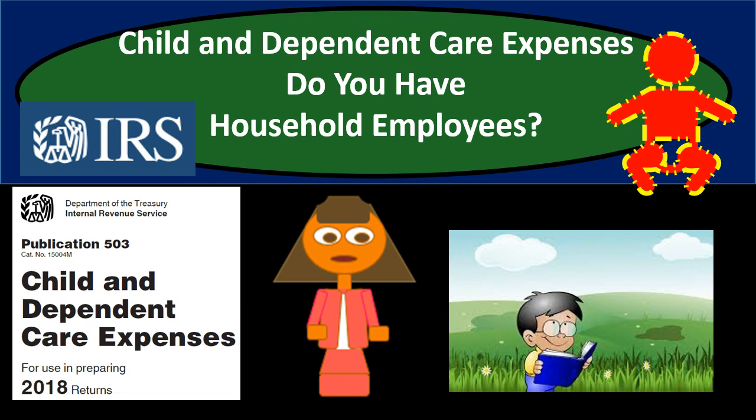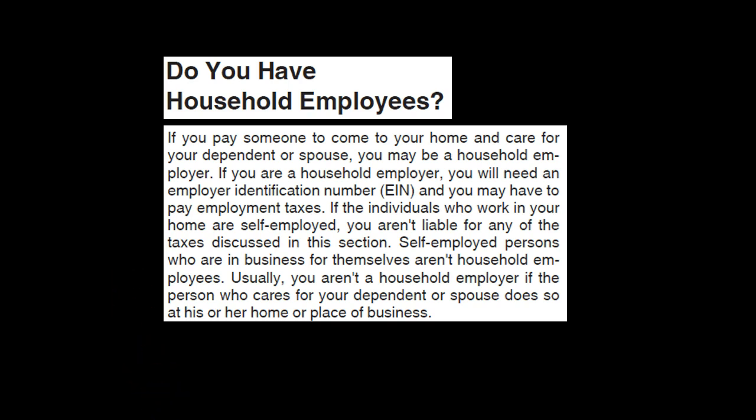In this presentation, we will discuss the topic of, do you have household employees with regard to the child and dependent care expenses credit? This information can be found in publication 503. Do you have household employees? If you pay someone to come to your home and care for your dependent or spouse, you may be a household employer. If you are a household employer, you will need an employer identification number. That's an EIN number, Employer Identification Number, and you may have to pay the employment taxes.